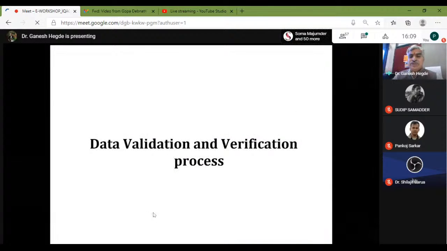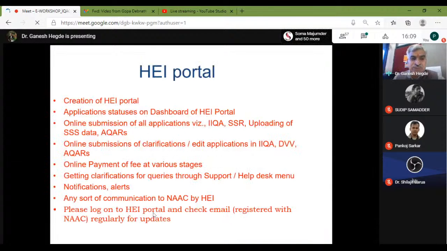So I am just coming to the data validation and verification process. Our request to the institution is that you need to look into the various terms which are used in the HEI portal. You need to create your own HEI portal login. Application status will always be there on the dashboard. Nobody is going to call you to say kindly look into this portal. So you need to do it yourself.